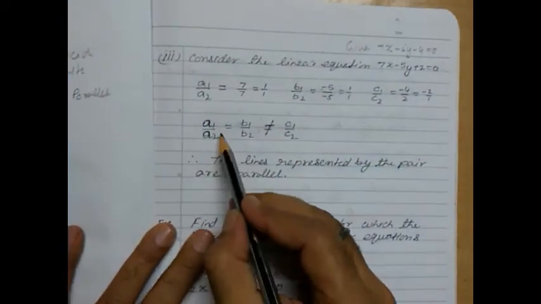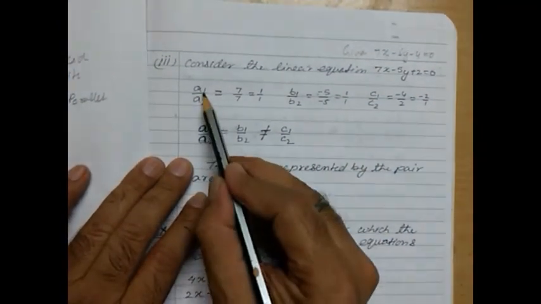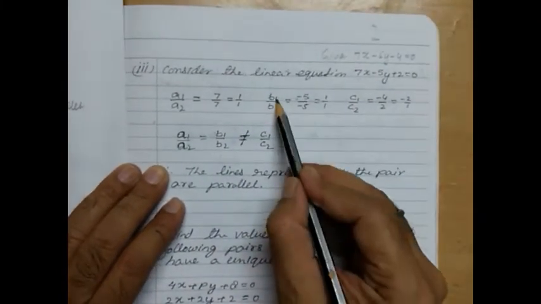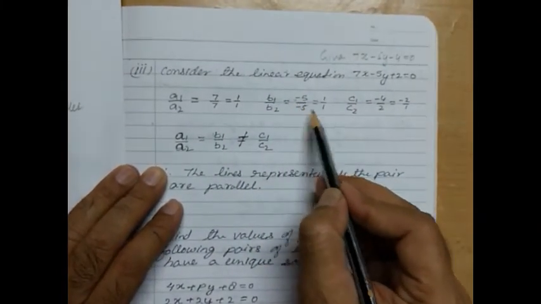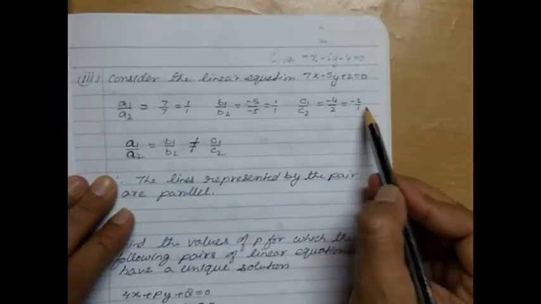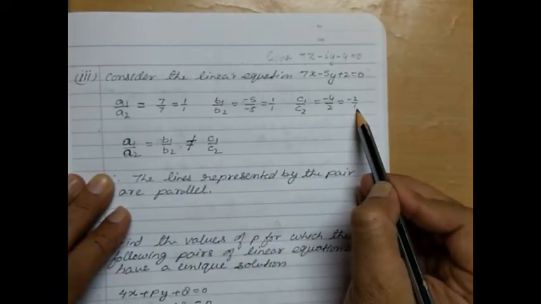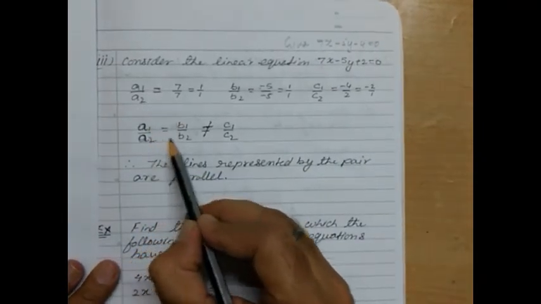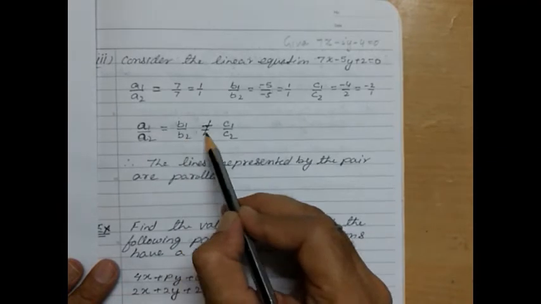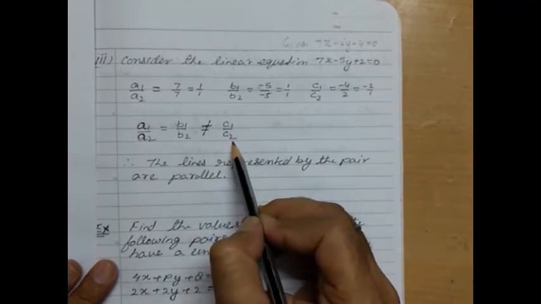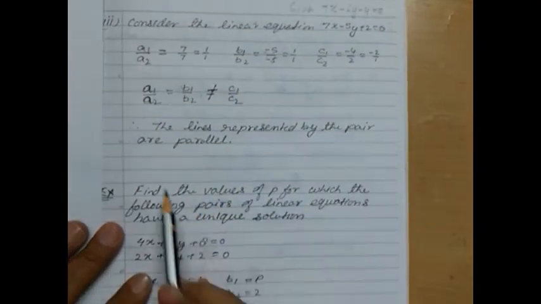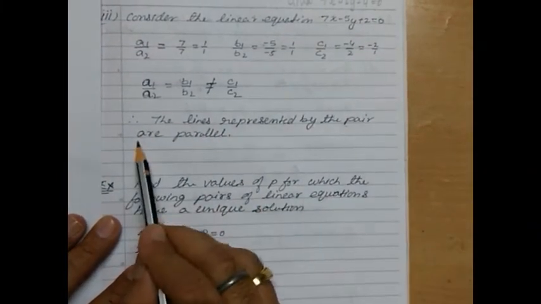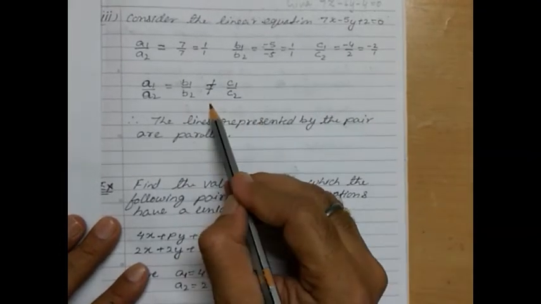If we find out the ratio, we get a1 upon a2 is equal to 7 upon 7, that is equal to 1, b1 upon b2 is equal to minus 5 upon minus 5, that is 1, and here we are getting minus 4 upon 2, that is minus 2. So here a1 upon a2 is equal to b1 upon b2, but it is not equal to c1 upon c2. So the lines represented by the pair will be parallel.